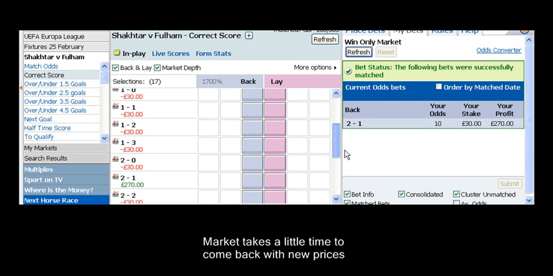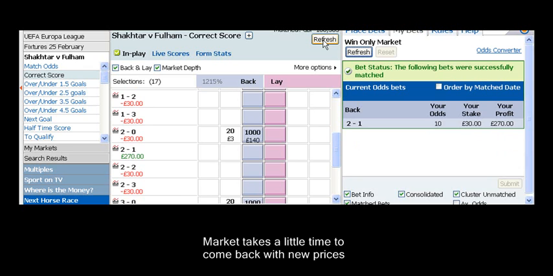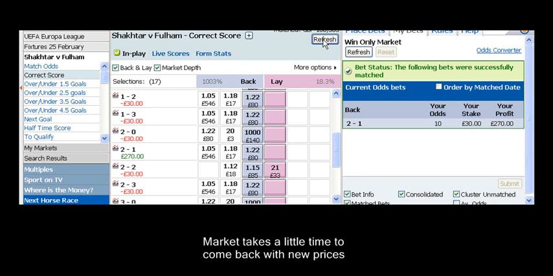Just rolling it on a little bit, we've got a goal. We've got a goal to Fulham, and that's against the run of play. It's all been Shakhtar. I've got it on in the background. Shakhtar look the much better side, but Fulham have scored against the run of play.